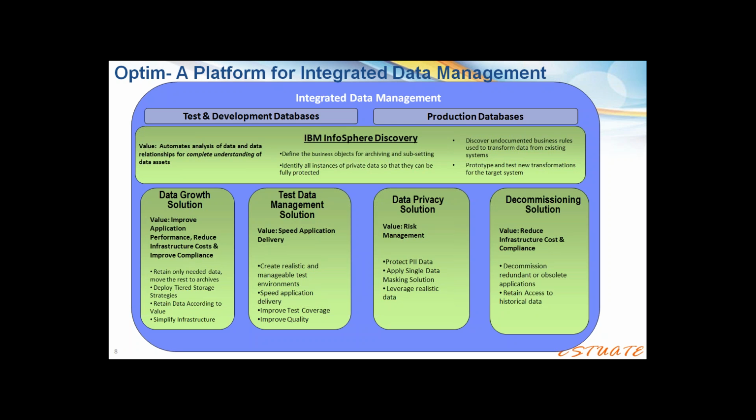Optim also provides the data privacy solution, where it meets the PCI compliances, PII and other compliance rules, where it manages sensitive and confidential information like credit card numbers, customer information and other PII information by masking them. And last but not the least, the data decommissioning solution. Optim also helps in retiring legacy applications by providing the data decommissioning solution. In the upcoming days, we do have webinars on TDM, data privacy and decommissioning solutions as well. So feel free to join those webinars as well.